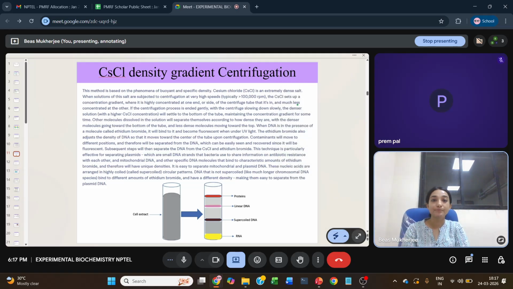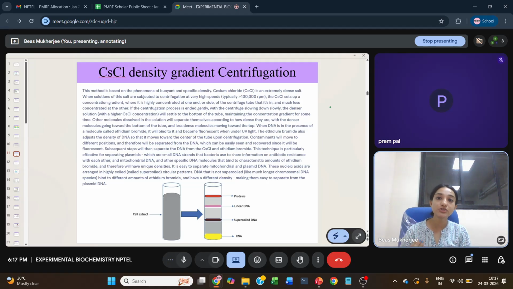Basically, what happens is that it is highly concentrated at one end or side of the centrifuge tube, and much less concentrated at the other. If you can see this pattern, from there we will understand.